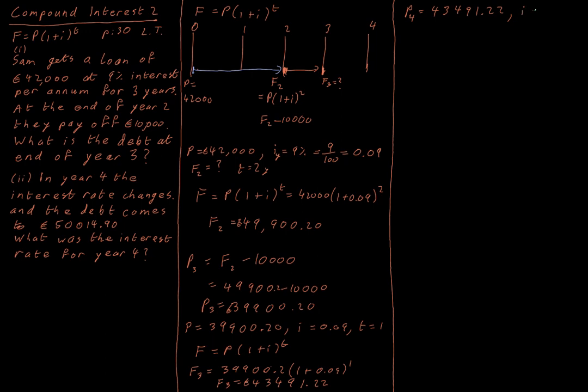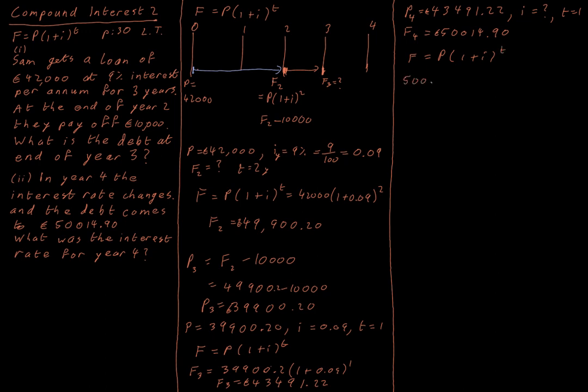Our interest rate we don't know, so we want to find that out. Our time is 1 year, and this time we know our final value. It's given to us. It's 50,014.90. We put in our euro symbols to make sure we're clear about what we're talking about. So that is our information. And now all we have to do is write down our formula and sub into it.